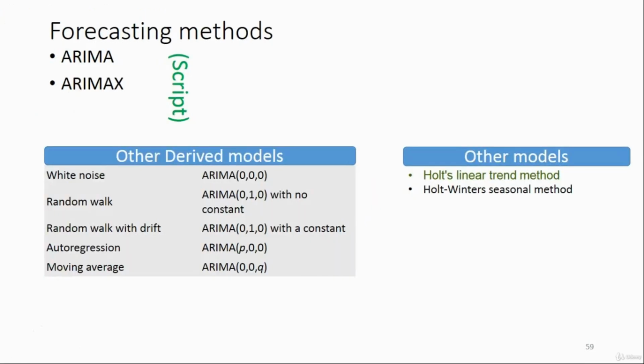There are a few models like ARIMA and ARIMAX. We'll see in the code what these two models are. And there are a lot of other models, special kinds like white noise and the random walk, and so on. Other models which you might have heard of at one time or another are Holt's linear trend method and the Holt-Winters seasonal method. These are a little bit old, and most of the time ARIMA and ARIMAX work better than these. That is why we'll focus mostly on ARIMA and ARIMAX.